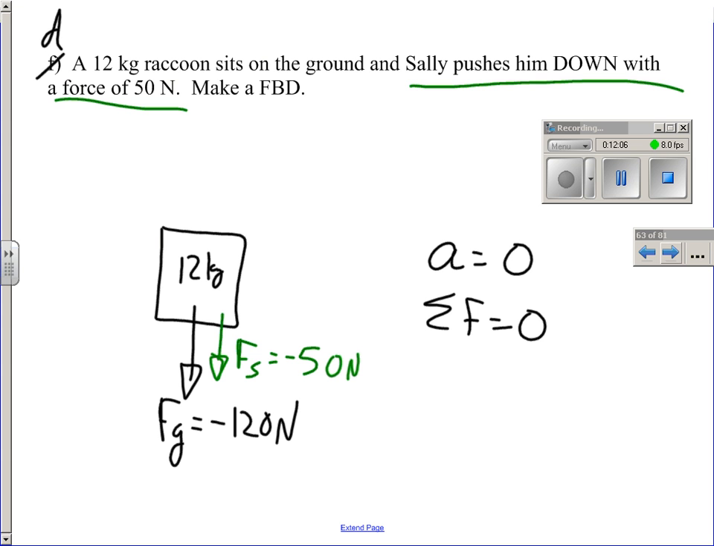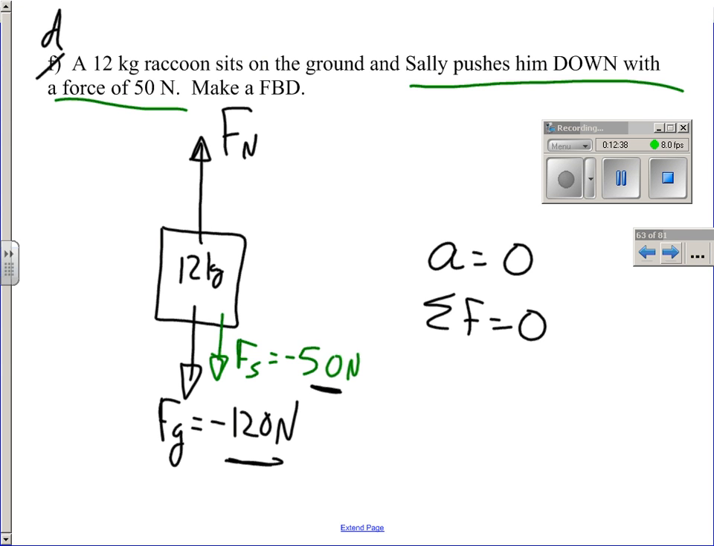So why isn't it moving down? Well, because the ground is supporting it. So there must be an upwards force from the ground. It's an inanimate surface, so I'm going to call it the normal force. And the question is, how much force? Some of you are able to look at this and just go, oh, well, you've got to cancel out the two downward forces. You've got 120 newtons pulling down, 50 newtons pulling down. That's a total of 170 pulling down. So the normal force must be 170, which is correct.